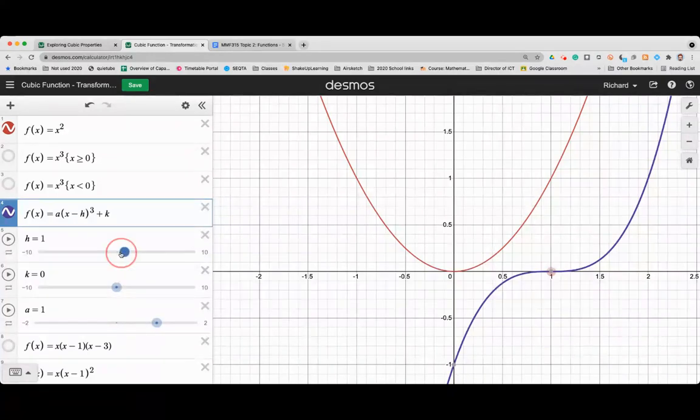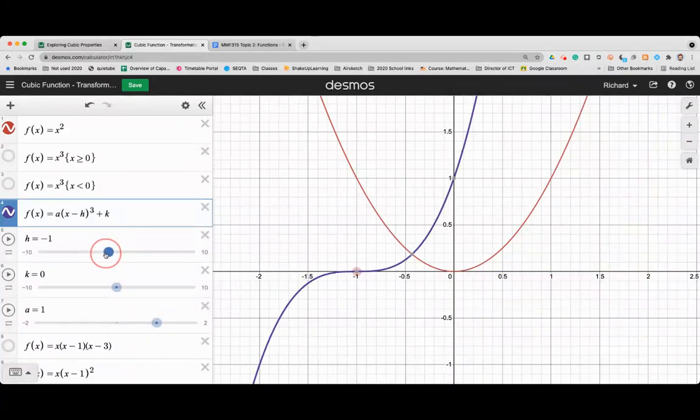If I go backwards, h is now equal to minus 1. Let's remember how to read that. That means x minus negative 1, which you'd never write, right? What would you write? x plus 1. Minus a negative is a plus. So this would be x plus 1. So when we've got an x plus 1, it's shifting over to the left.